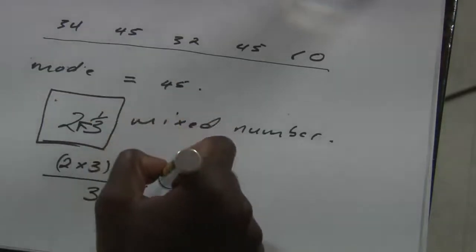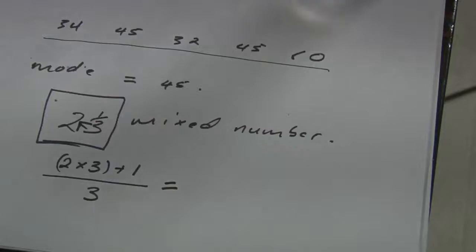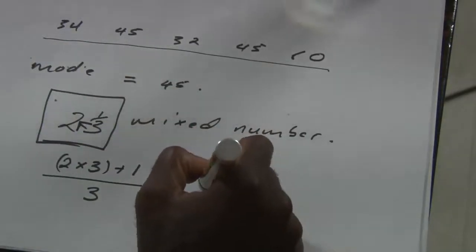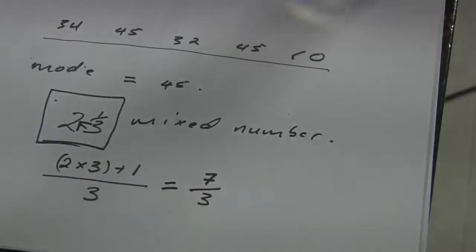Okay, so that gives you 2 multiplied by 3 is 6, plus 1, that gives you 7 divided by 3. So these two numbers are equal. They are only written in different forms. The first one being the mixed number, and the second one being the improper fraction.